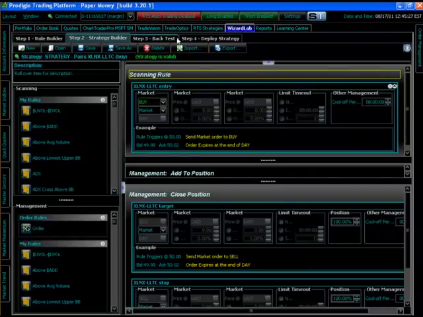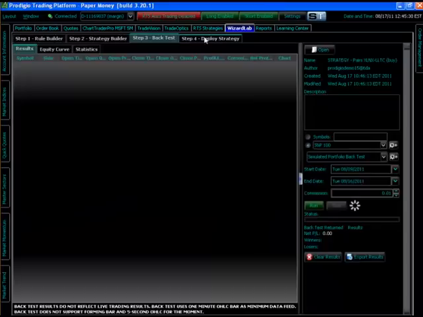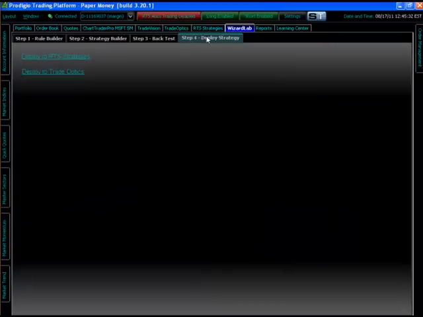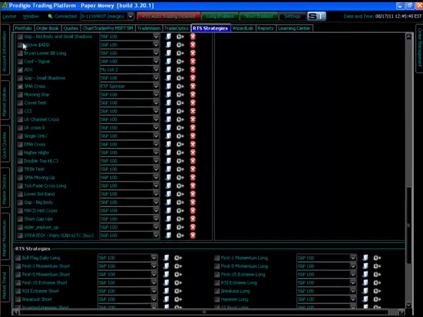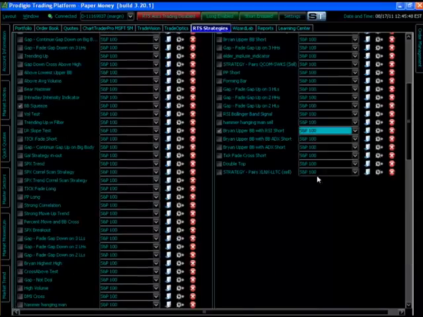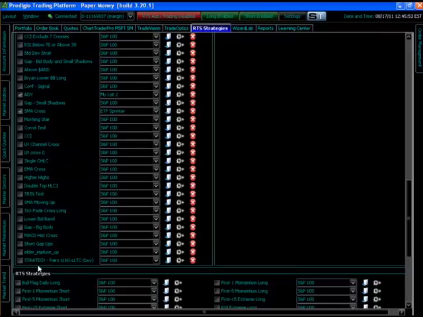Now the way that you deploy this, and you can backtest these strategies as well, let's go to step 4. Let's go into deploy to RTS strategies. You'll notice that these strategies are here. The long strategies are all categorized on the left side. So here's my strategy pairs XLNX minus LLTC buy. And my short strategies are all on the right side. What that means is if I deploy this strategy right here, when this triggers, it's going to buy the stocks defined in my symbol set.